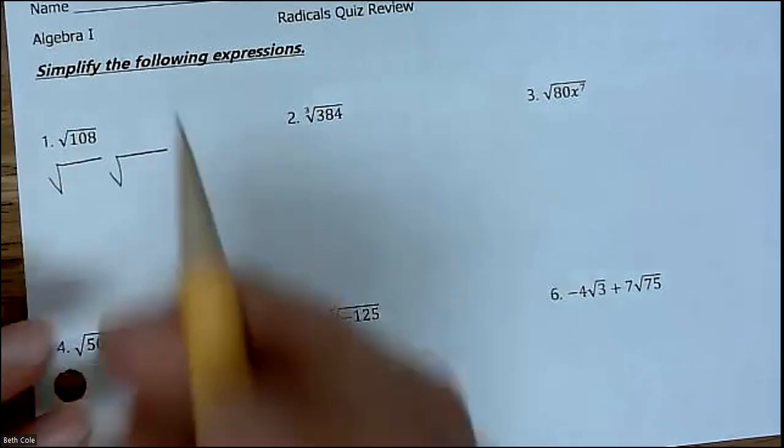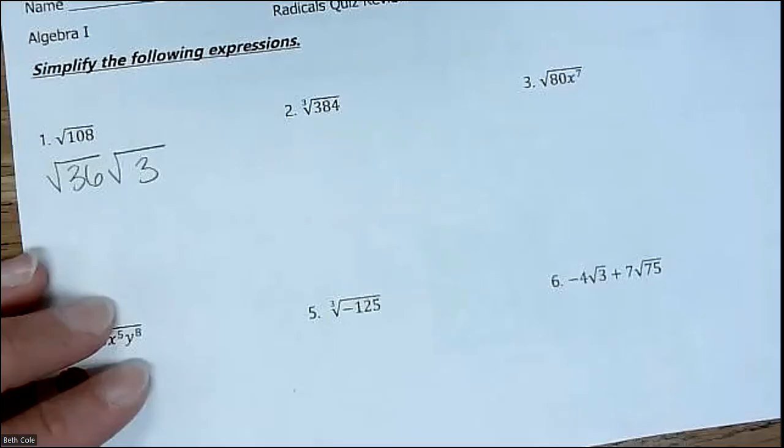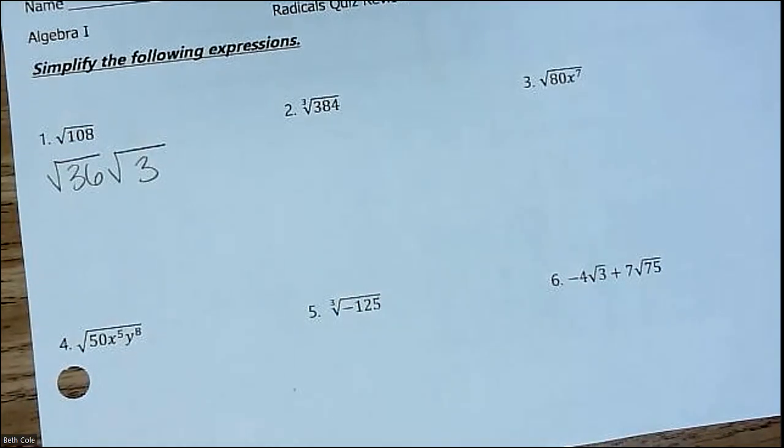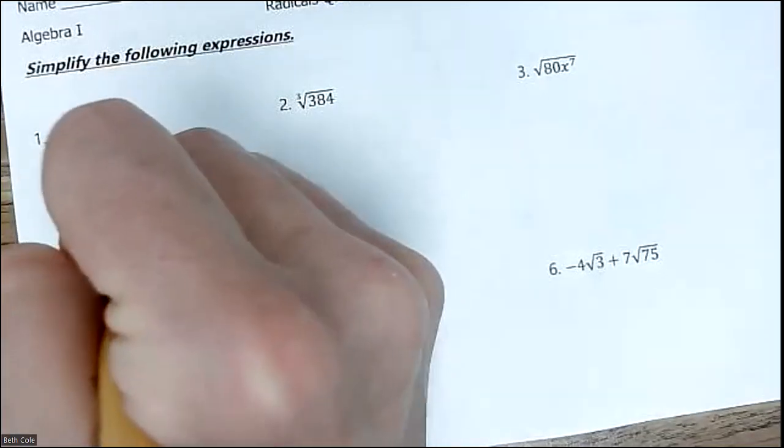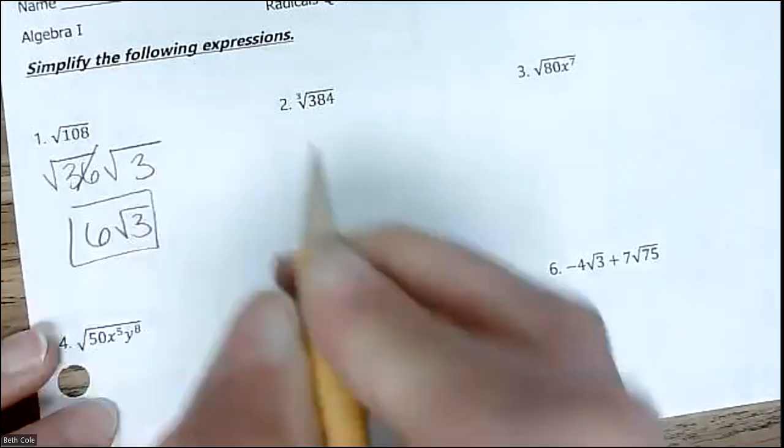All right, so 36 times 3. And then what is your square root of 36? 6. So 6 square root of 3.